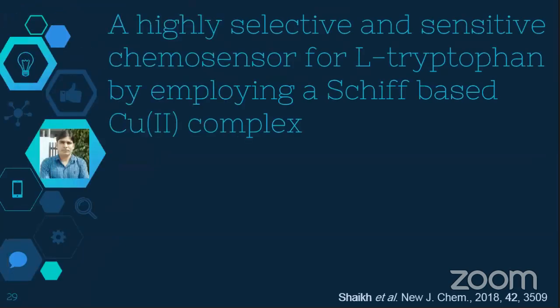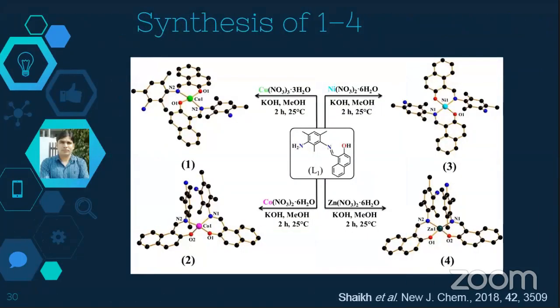Okay. So moving on to another biosensor, what we have made in our group is a highly selective and sensitive chemosensor for L-tryptophan by employing a Schiff-base copper complex. Here we have prepared a series of Schiff-base metal complexes. We use copper. We have used the same L1 ligand here.